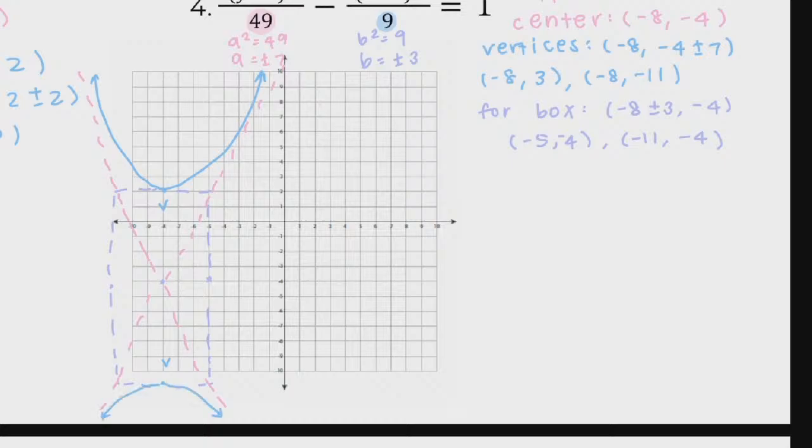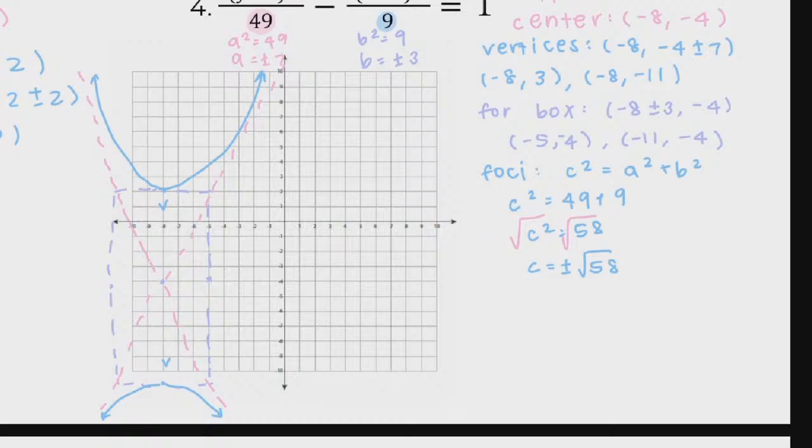Okay, when the center isn't at 0, 0, we won't have to find the asymptotes. So we just have to find the foci. And we're going to be using the equation c squared equals a squared plus b squared. So that's going to be 49 plus 9, which is 58. And then we're going to square root both sides. So we get c equals plus or minus square root of 58, since this doesn't simplify.